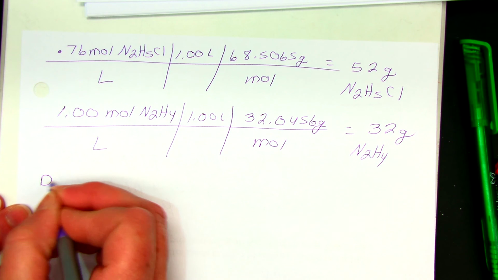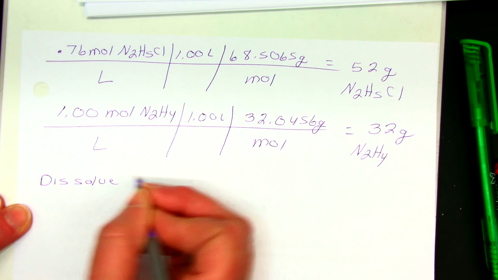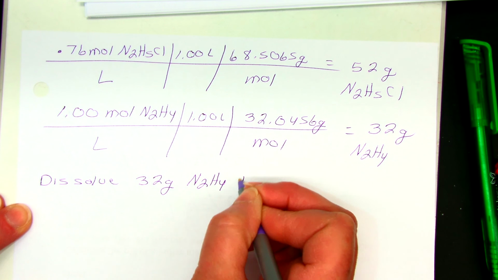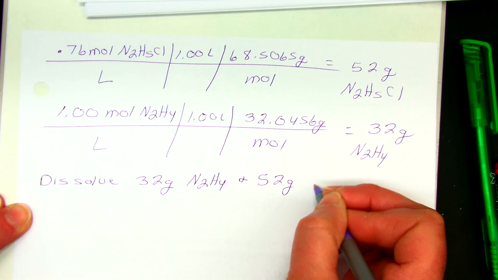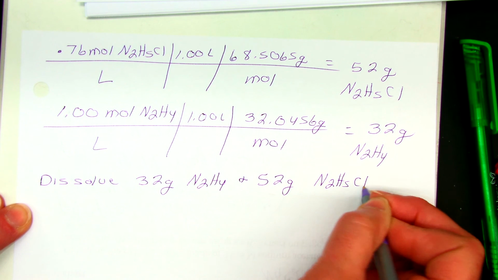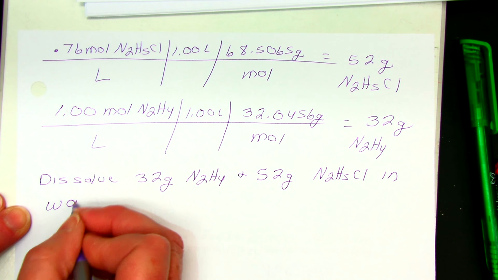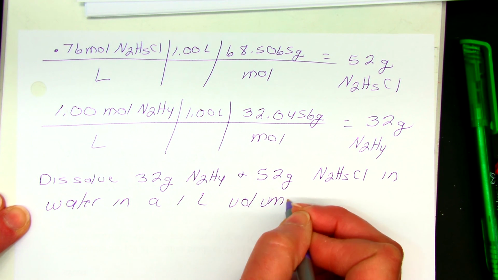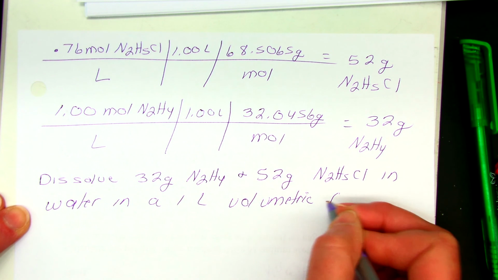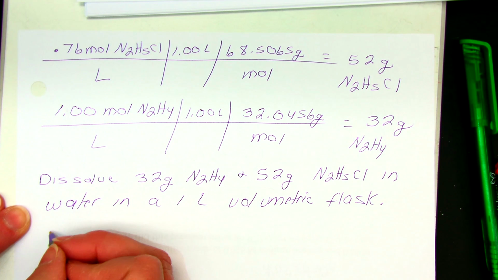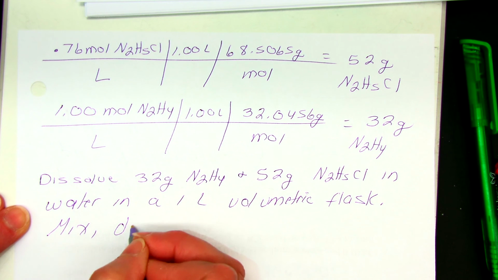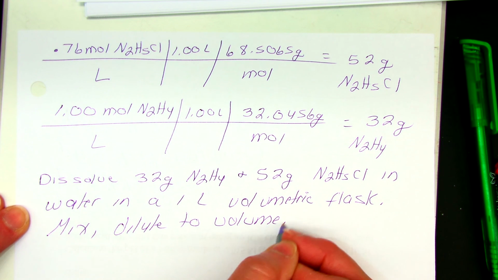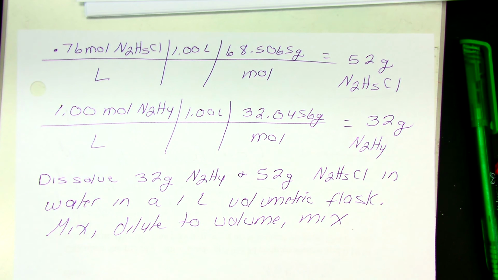So I would dissolve 32 grams of hydrazine and 52 grams of hydrazinium chloride in water in a 1 liter volumetric flask. And I would mix, dilute to volume, and mix again. And that's how you prepare a buffer.